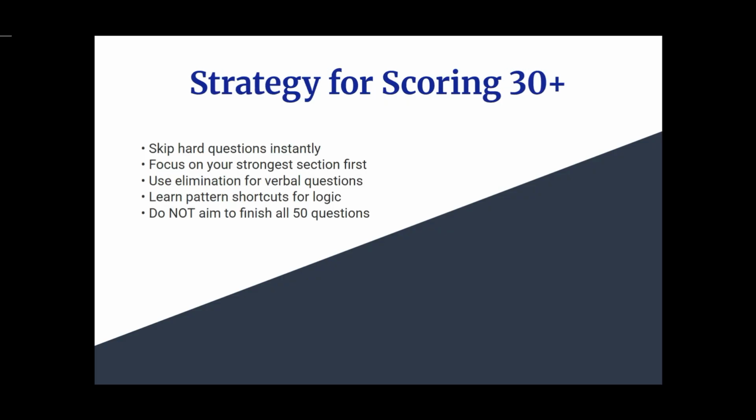So, strategy for scoring 30 plus in CCAT. Skip hard questions instantaneously. As soon as you get a hard question and you can assess it, like, okay, this question is not solvable, just skip it right away, because there's no point in wasting time. There could be a better question afterwards, and for sure there would be, because we know that we won't be able to solve 50 questions, so 4 to 5 questions could easily be skipped if they are hard.